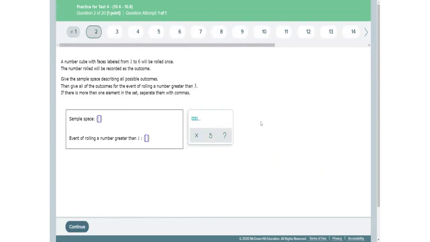And this is the same kind of thing. It's talking about a numbered cube with faces labeled 1 to 6. Well, that's just a single die.